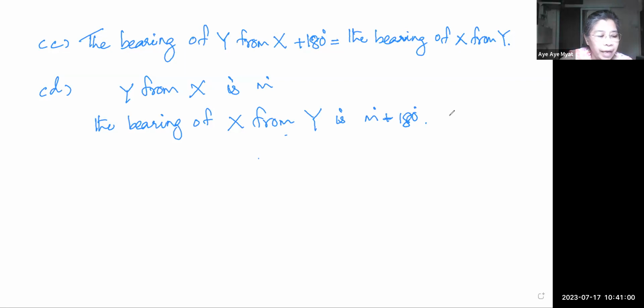Work out the bearing of A from B. At 127, 180 on a straight line.